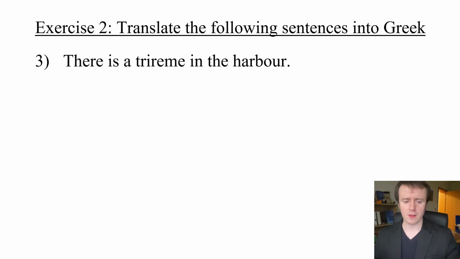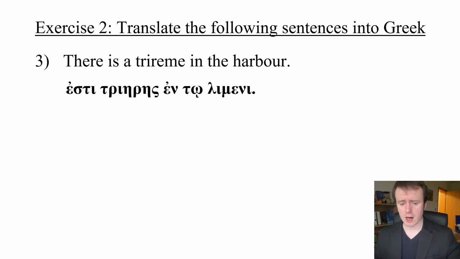Number 3 is there is a trireme in the harbour. You should have said this in Greek as esti triares en toi limeni. Esti is going at the start here because it's meaning there is. And then we have triares in the nominative singular, since it's the subject of the verb to be. And then we have the prepositional phrase, in the harbour. En means in, and it governs the dative case.